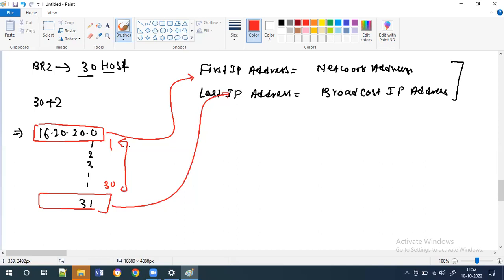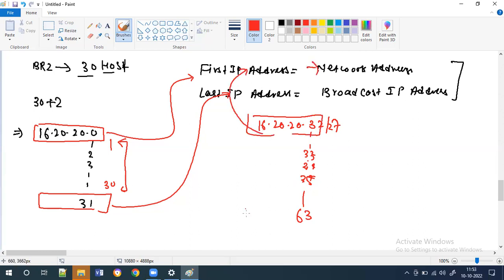What is the next subnet? What is the next pool? 16.20.20.32/27. It will go 33, 34, 35 till 63. So this IP address is the first IP address, meaning the network address. Then 16.20.20.62 is the last usable IP address in that pool, and this last IP address means the broadcast IP address, and it cannot be assigned.